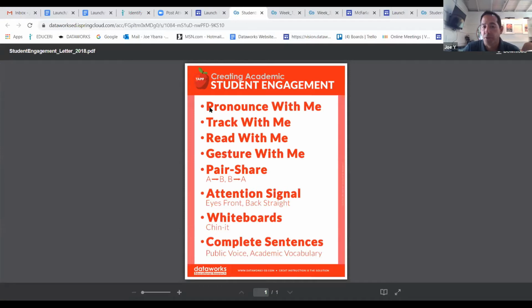So our engagement norms are the first ones. We have pronounce with me, track with me, and read with me. I'm going to show these. These are to support reading fluency. Pronounce with me is when we pronounce a very large word, and that's just one word that I'm going to choose. Track with me, read with me is when I'll do full sentences. So now I have to go back to my lesson.